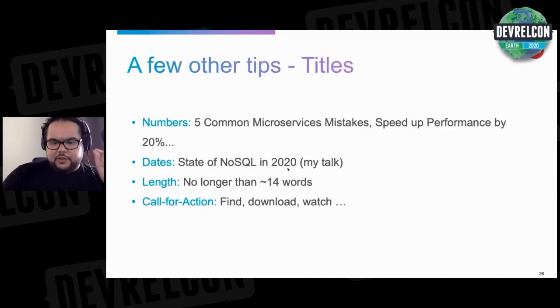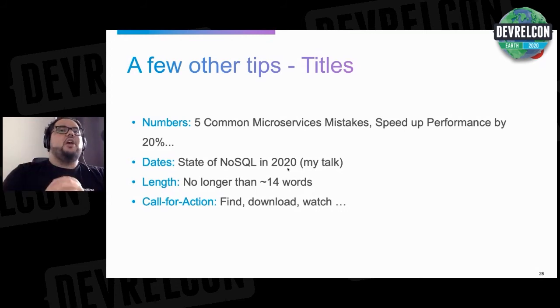Just 2 slides left. I have a few other tips here. In the titles, sometimes it's cool to add numbers. This is more a psychological pattern. People like to see numbers in titles. So 5 common mistakes for microservices, or how to speed up your performance by 20%, are usually very good titles.